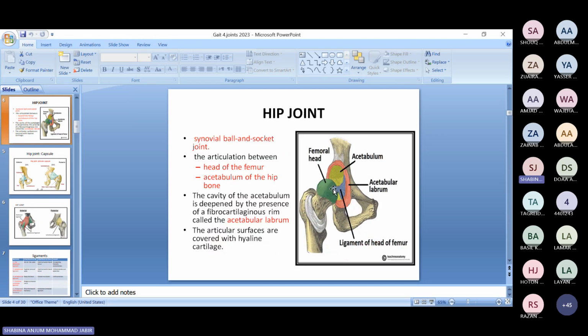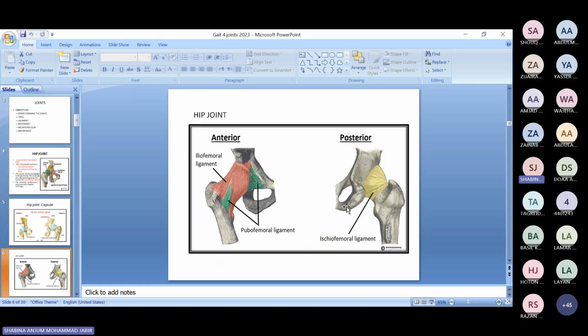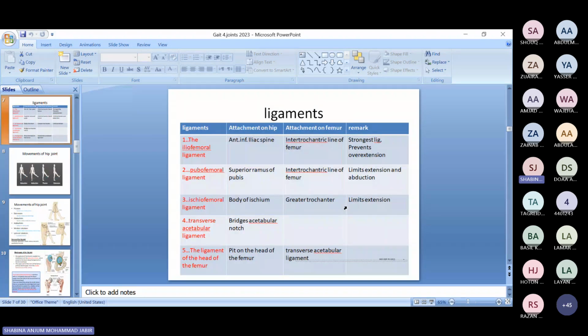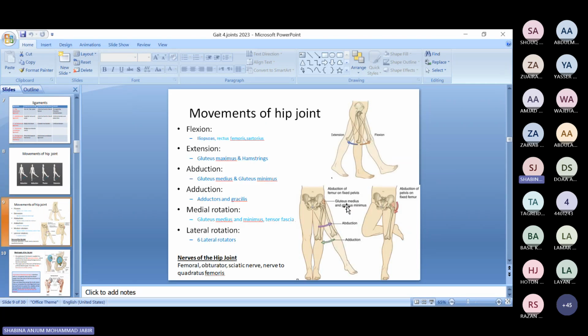Then in the head of the femur, we know there is a fovea, a small depression which provides attachment to the ligament called the ligament of head of femur. And the acetabular cavity is bridged by another ligament, the transverse ligament, which is called the transverse acetabular ligament. So like this, we have the 5 ligaments. Okay, so this is about the ligaments.